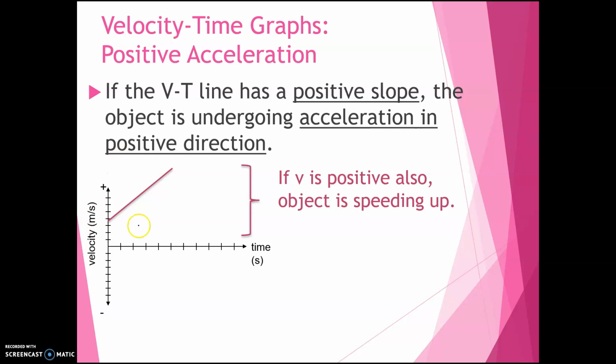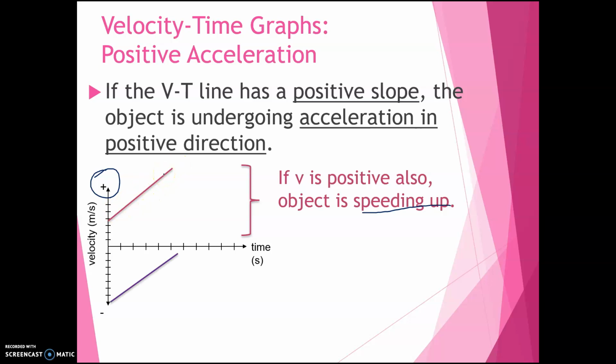So if the velocity is positive, which it is in this case because we're looking at the positive portion of the graph, and there's a positive slope, meaning a positive acceleration. Because you have both velocity and acceleration as being positive, the object is speeding up, and you can see that by analyzing numbers. We went from 8 meters per second, 10, 12, 14, 16. We are increasing in speed.